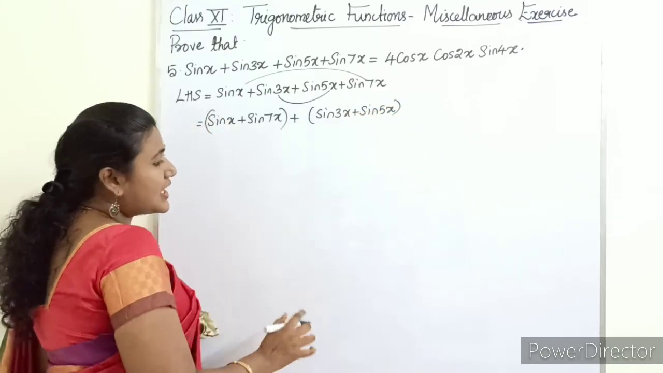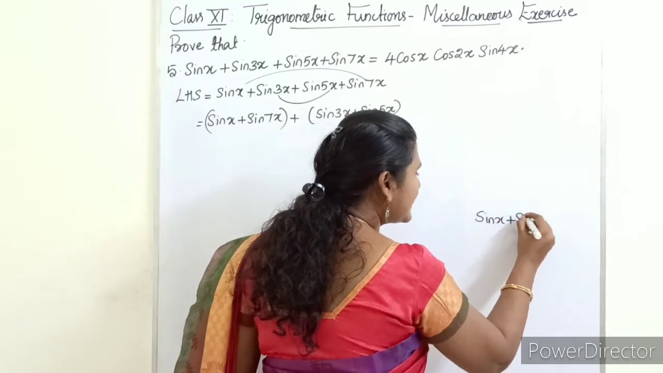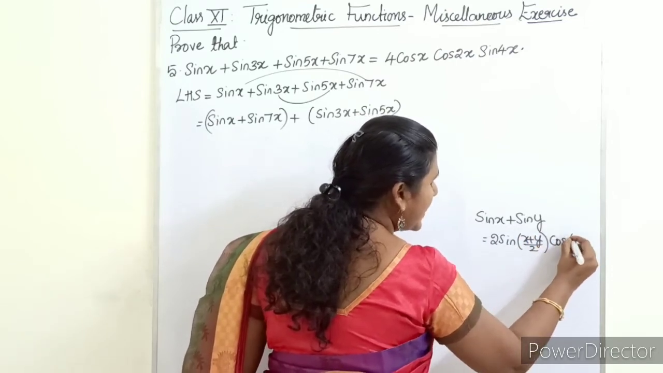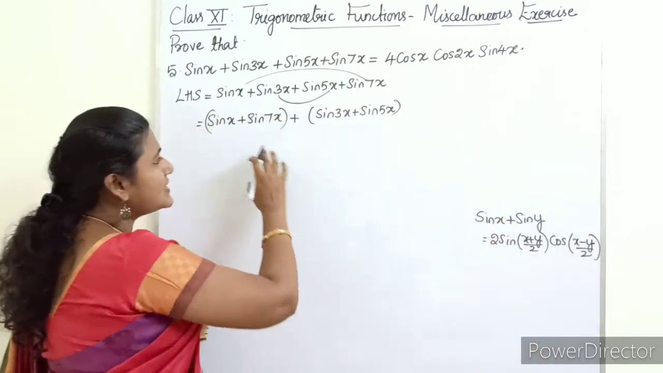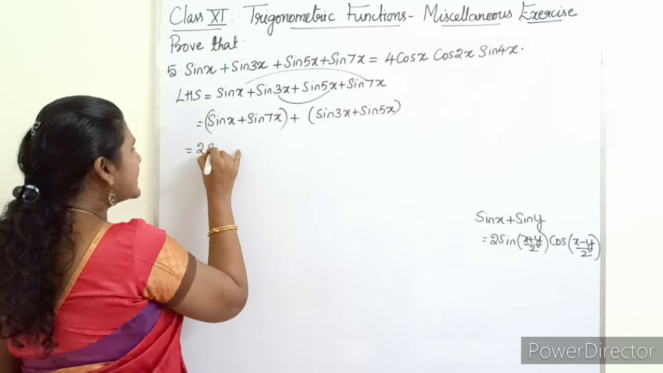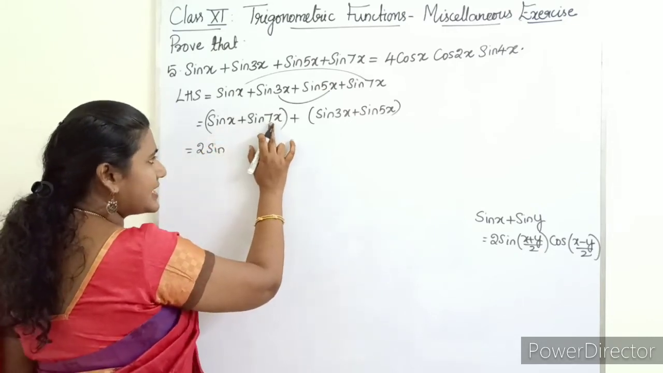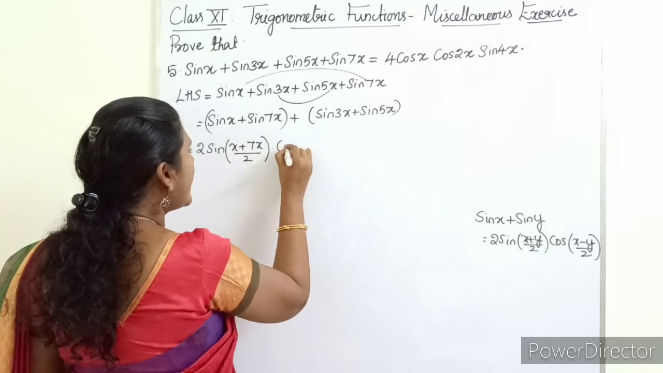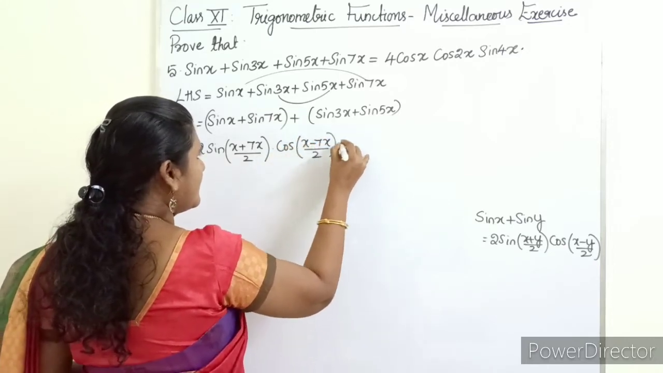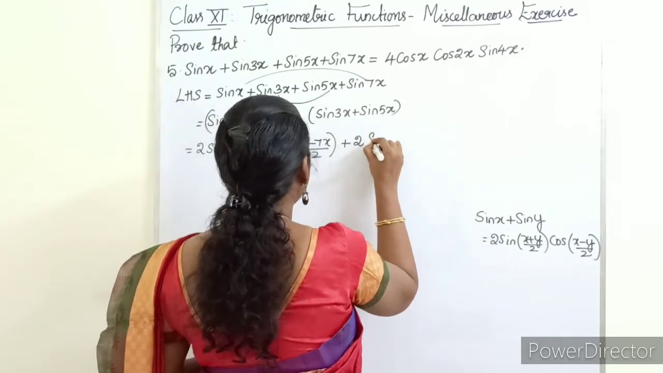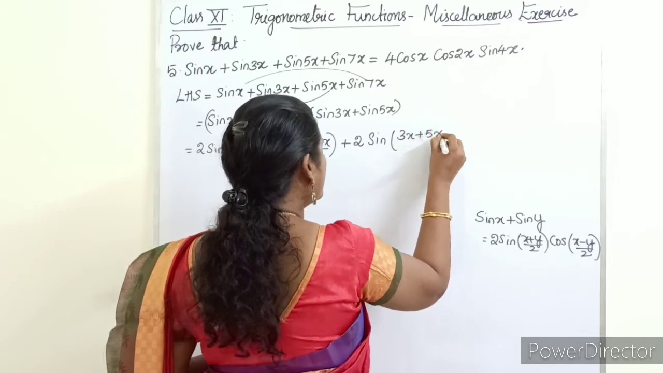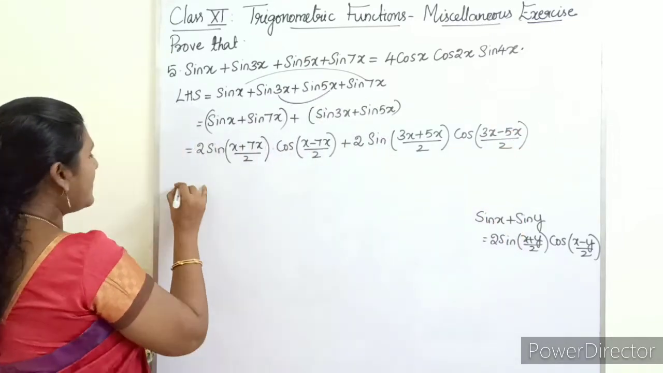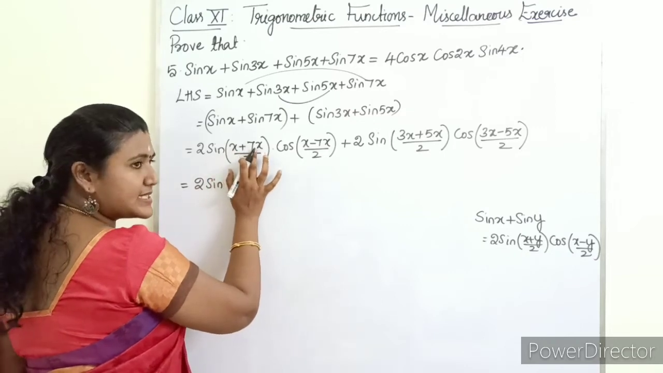So here which identity we can use? Sin x plus sin y identity. So what is sin x plus sin y? 2 sin (x plus y) by 2 into cos (x minus y) by 2. So this is the identity. So using this formula we will simplify now. So 2 sin (x plus y) by 2, so x plus 7x, that is 8x by 2, we'll write (x plus 7x) by 2 into cos (x minus 7x) by 2, plus, here also the same identity we will use, so 2 sin (3x plus 5x) by 2 into cos (3x minus 5x) by 2.